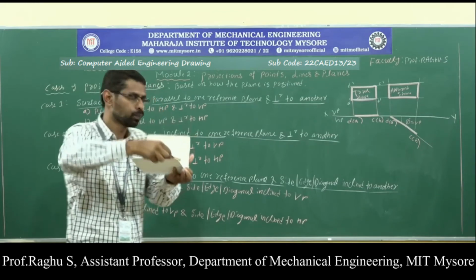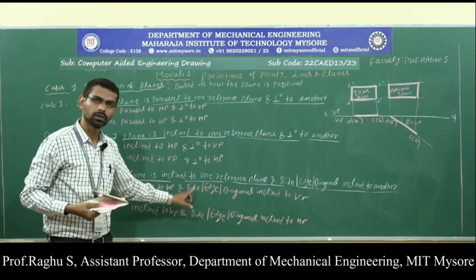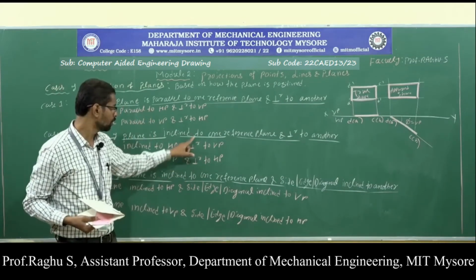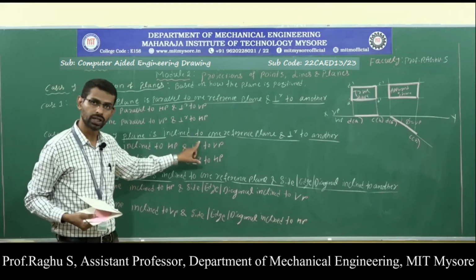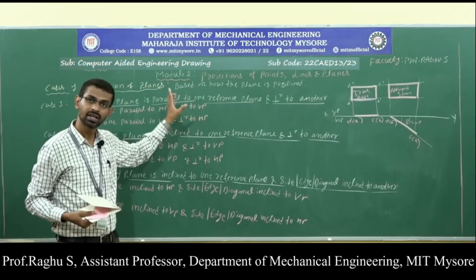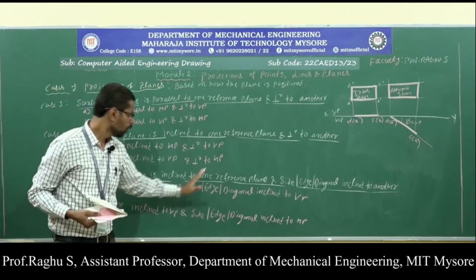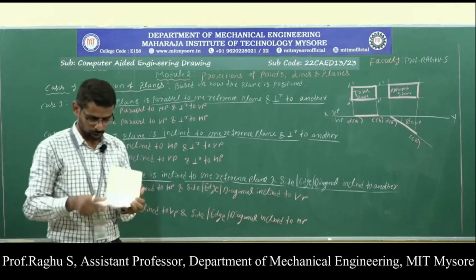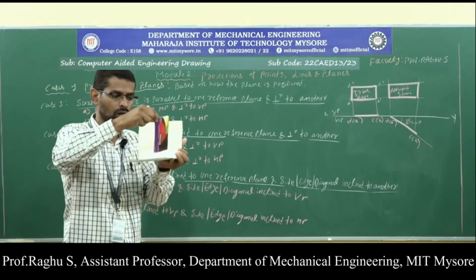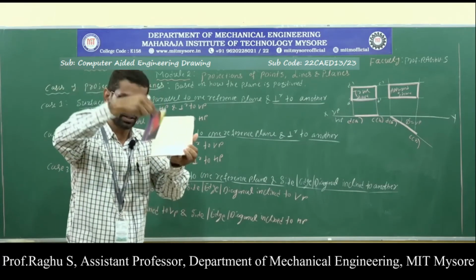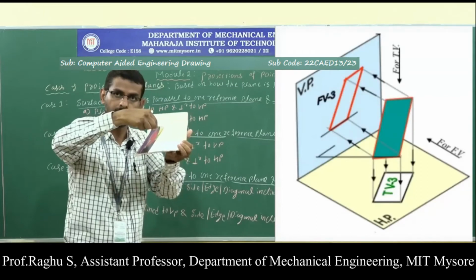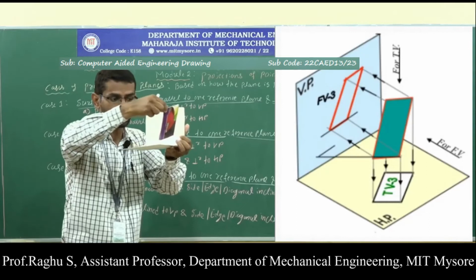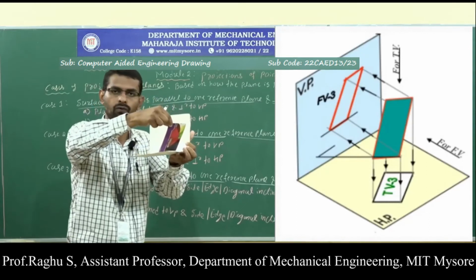Here the solution for this kind of problem is obtained in 3 stages. What are the 3 different stages? First, let us understand the actual position of the lamina. This is the lamina inclined with respect to HP. At the same time, this is the resting side on HP, inclined with respect to VP. So this is the actual position of the lamina.